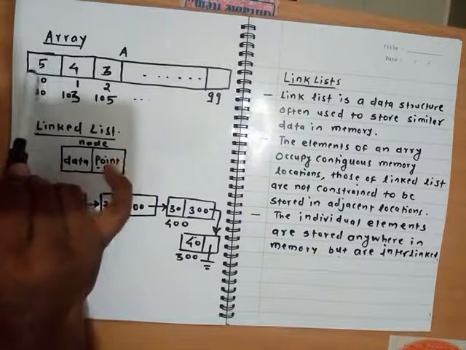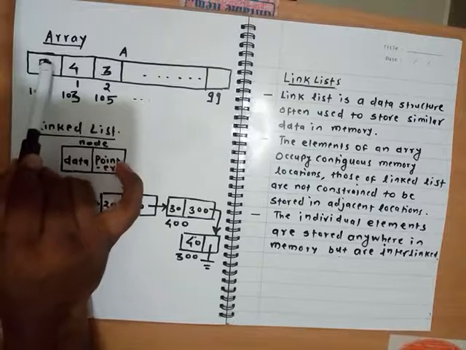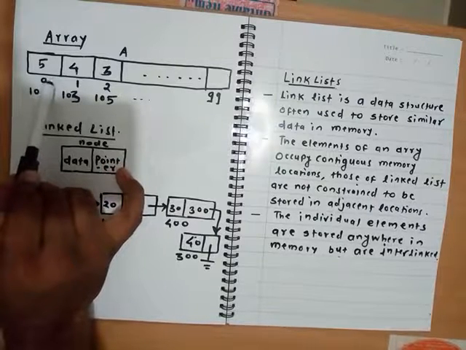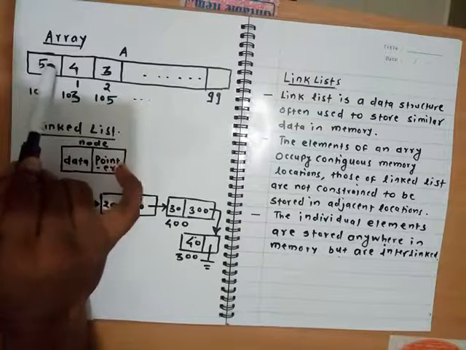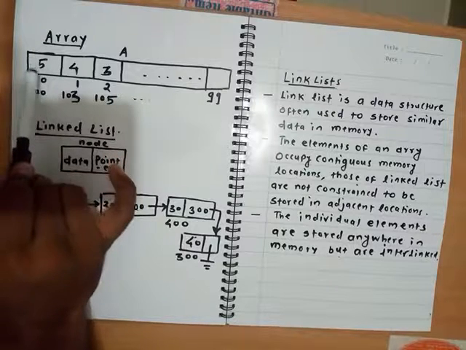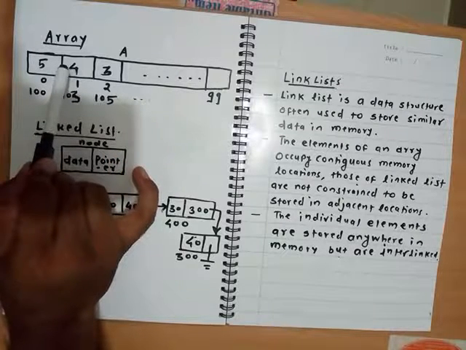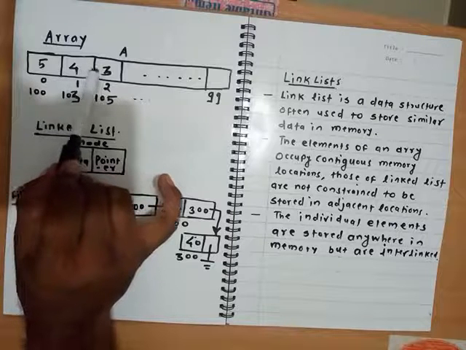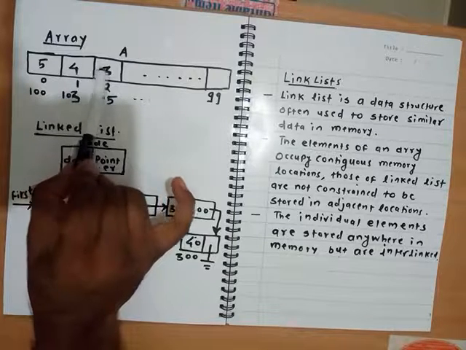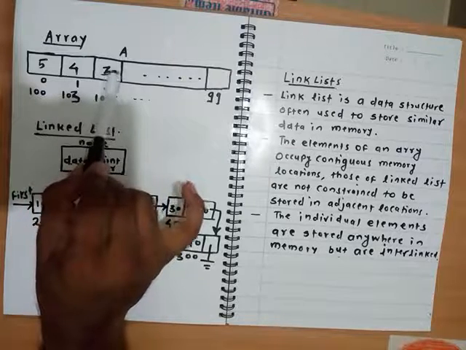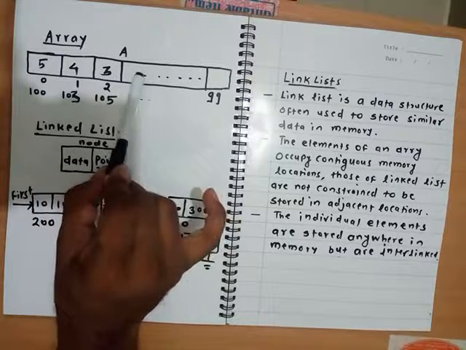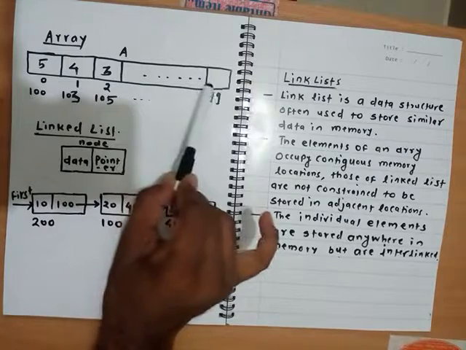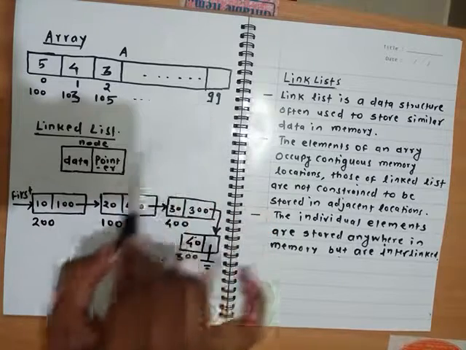So the first byte's address is 100, the second byte's address will be 101. So 100 and 101 will be given for the first location. The second element of the array will start at 103 and end at 104. Similarly, the third will start at 105 and end at 106. Likewise, the array elements are stored in contiguous memory locations. That is not a constraint for linked lists.